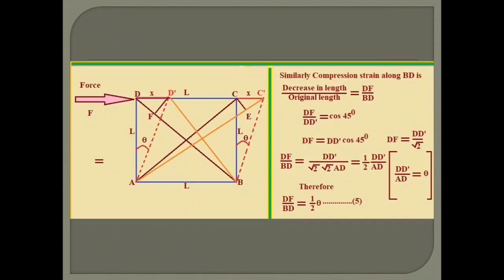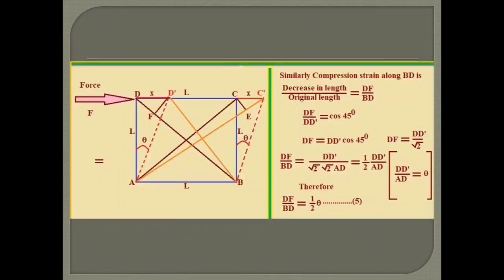Similarly, earlier we have seen about the extension. Now similarly we are considering the compression strain along BD, which is the decrease in length per unit original length, which is equal to DF divided by BD. DF by DD dash is equal to cos 45 degrees. DF is equal to DD dash multiplied by cos 45 degrees. Therefore, DF is equal to DD dash divided by root 2.